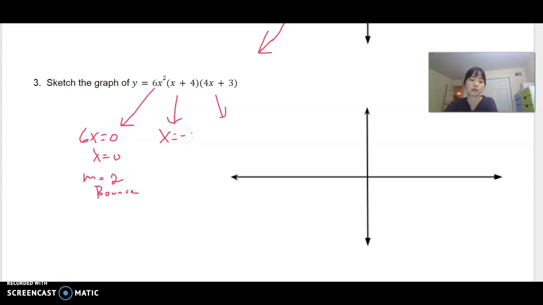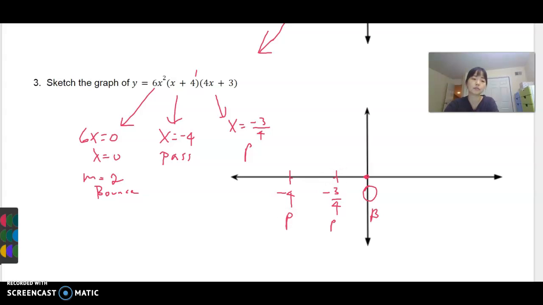Next one is going to be negative 4. It's going to pass. Why? Because multiplicity is odd. This one, negative 3 over 4, it's going to pass. So the 3 points that you need are 0, negative 3/4, and negative 4. Except this one is pass, but this is bounce.